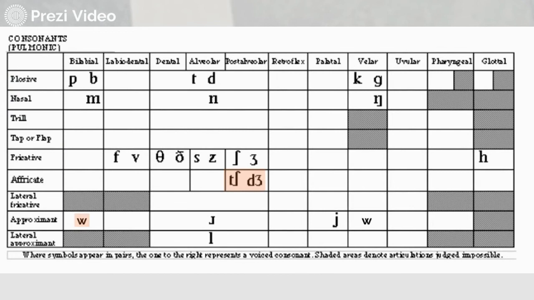The approximant w has double articulation. That's because the stricture takes place both at the lips, hence bilabial, and at the velum.